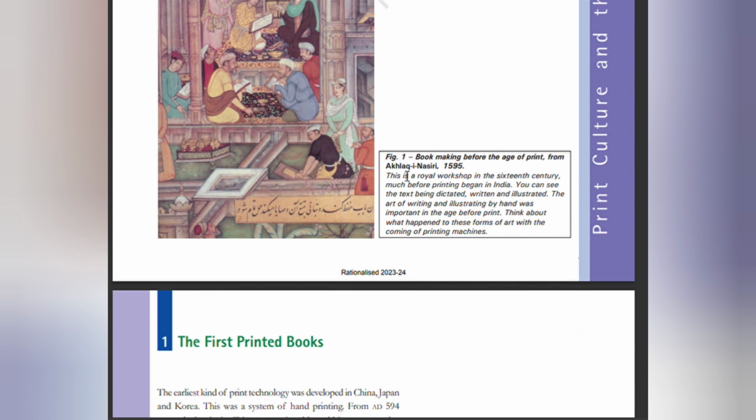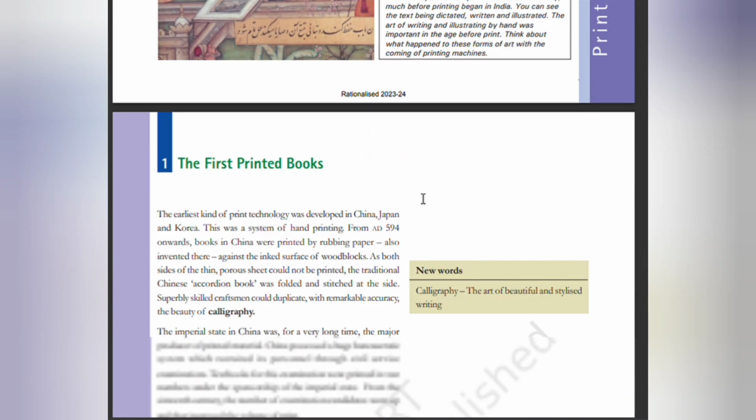This is a royal workshop in the 16th century. Much before printing began in India, we can see the text being dictated, written, and illustrated. The art of writing and illustrating by hand was important in the age before print. Think about what happened to these forms of art with the coming of printing machines.